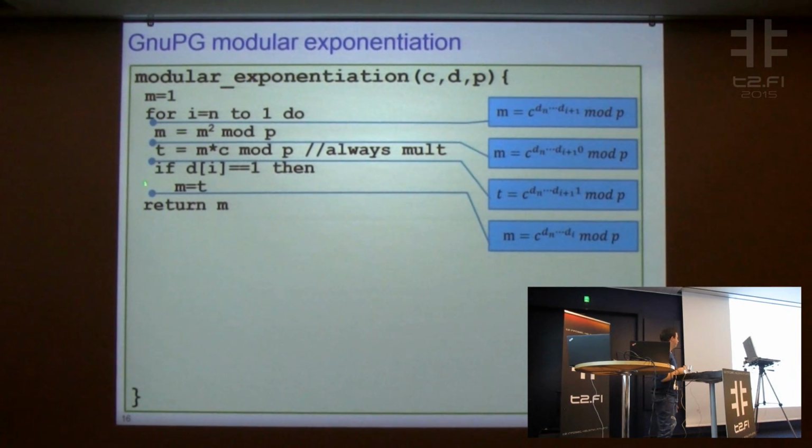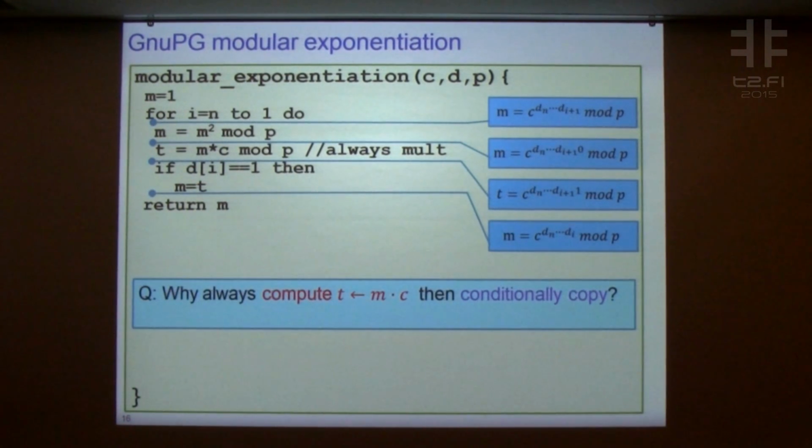So this works, but if you notice, there's a quirk in this code. For some reason, GnuPG computes t equals m times c, but then discards it if the value of the current bit of d is 0. The more reasonable implementation would be to put this multiplication inside the if statement. So why did the GnuPG developers do it this way?